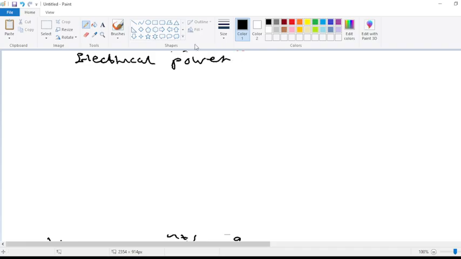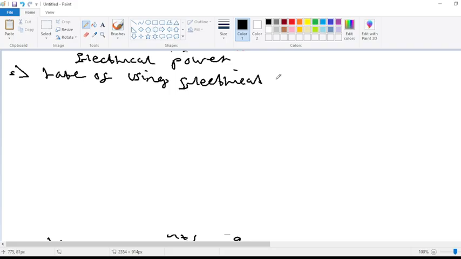Electrical power. Now, electrical power is defined as the rate of using electrical energy. So this is nothing but the rate of using electrical energy. The rate of using electrical energy is what we call the electrical power. The unit of electrical power is the watt, denoted as W.